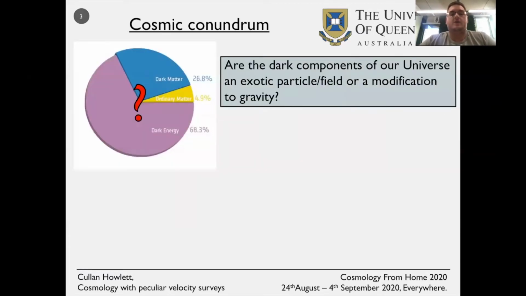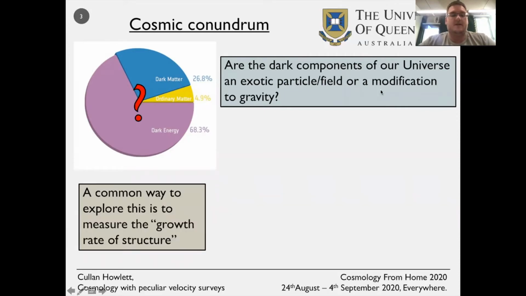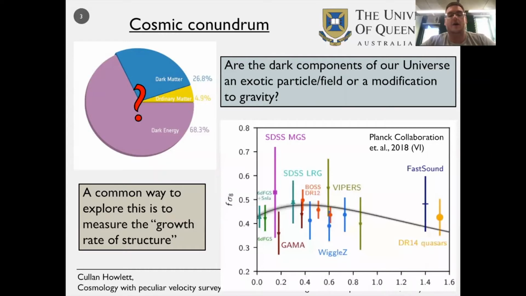So, as I'm sure I don't have to remind any of you, we currently have this sort of conundrum where 95% of our universe consists of these dark components, and we're not quite sure whether these are an exotic particle or field, or if they can be resolved with a modification to gravity. One of the primary ways to test this is to measure what we call the growth rate of structure. So this is this parameter normalized, which we call F sigma 8.